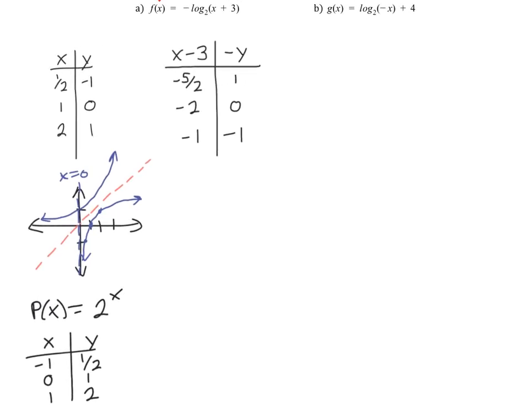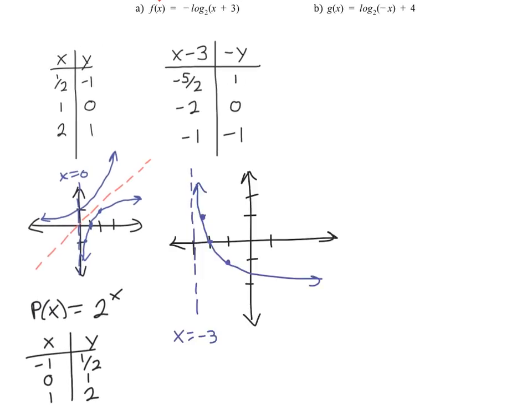Let's sketch a graph to see what it looks like. All right, so you should get something that looks like this. So remember, our parent function was this one down here. So you can see that if we do a vertical reflection and then we shift everything to the left 3, we should get something that looks like this. Notice that since we have a horizontal shift, our asymptote shifted to x equals negative 3.